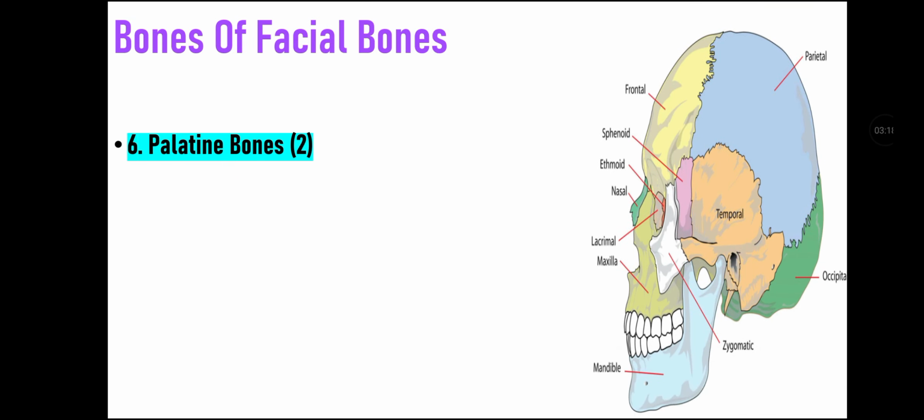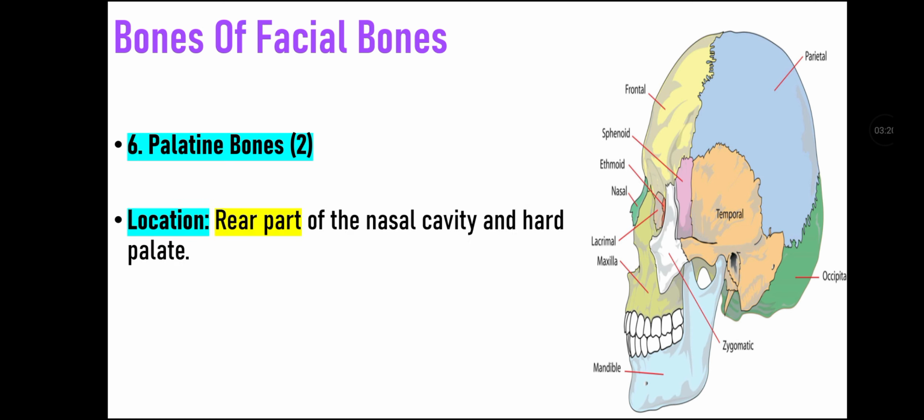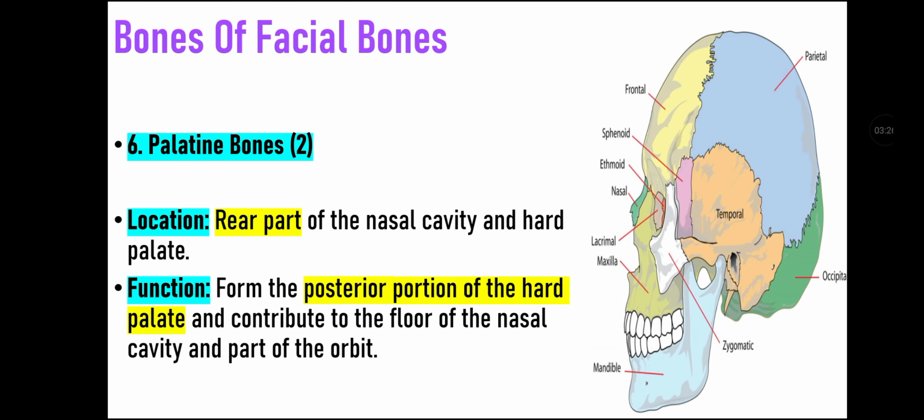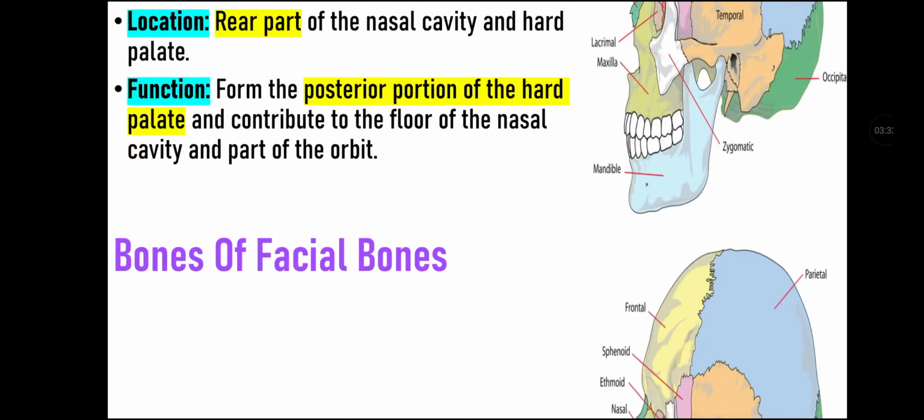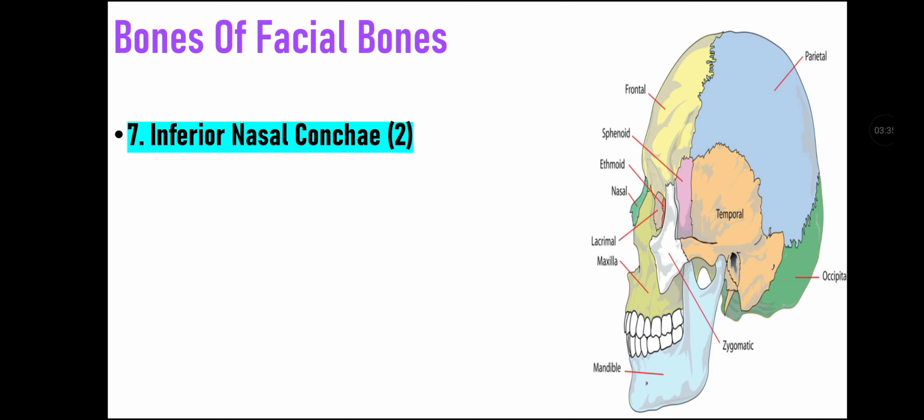Next facial bone we have is the palatine bone. That is a paired bone. That means there are two palatine bones in every skull. It is located at the rear part of the nasal cavity and hard palate. Its function is to form the posterior portion of the hard palate and contribute to the floor of the nasal cavity and part of the orbit.